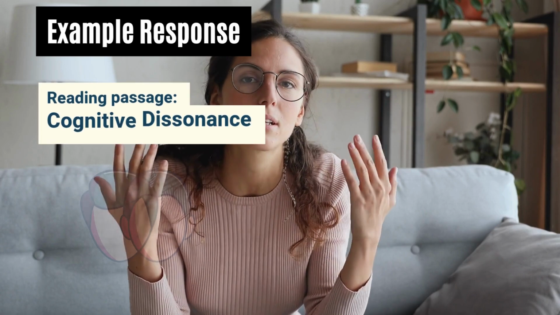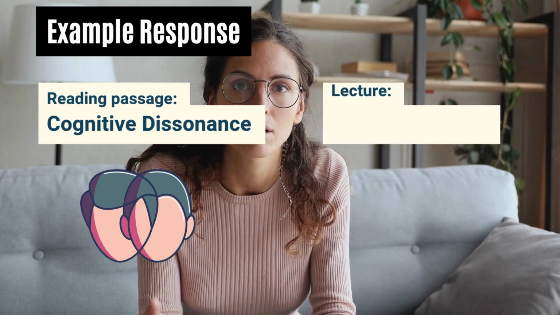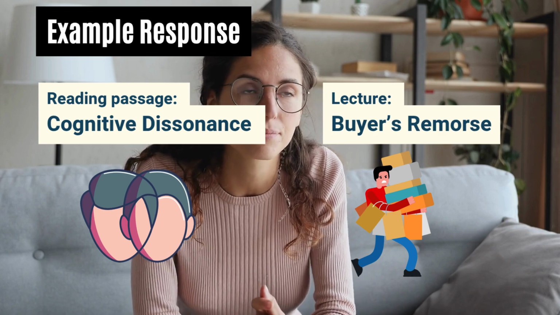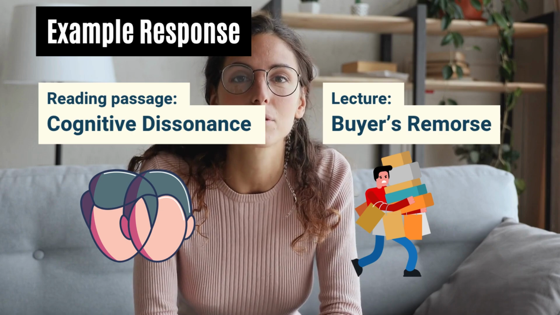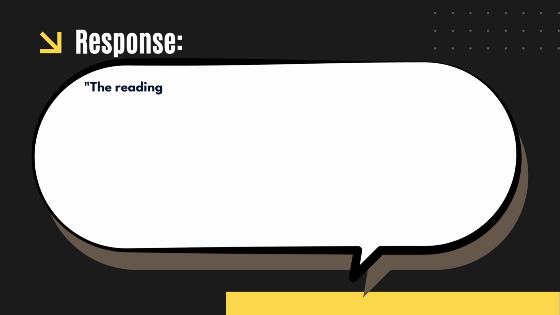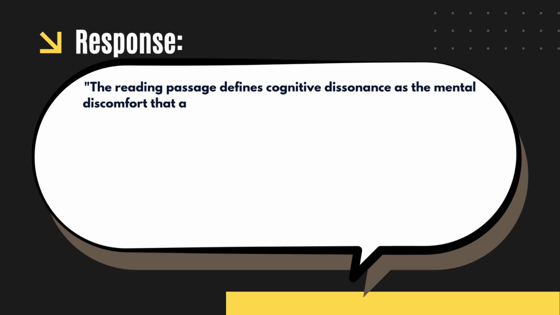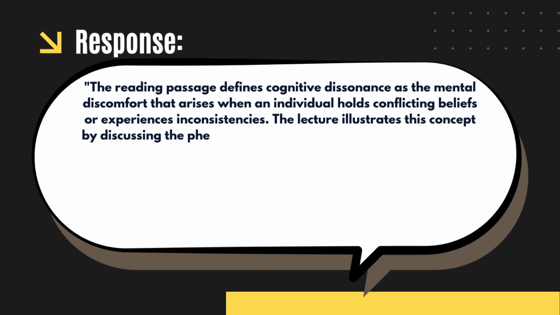Imagine you read a passage which defines cognitive dissonance, and you hear part of a lecture providing an example of cognitive dissonance by discussing the phenomenon of buyer's remorse. Here's what your response might look like. The reading passage defines cognitive dissonance as the mental discomfort that arises when an individual holds conflicting beliefs or experiences inconsistencies. The lecture illustrates this concept by discussing the phenomenon of buyer's remorse.